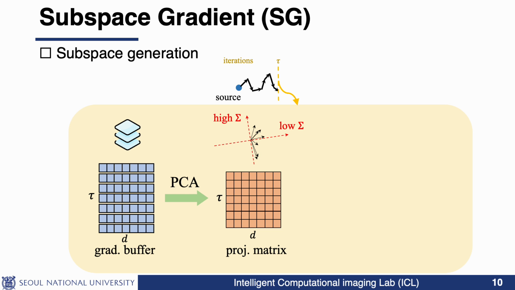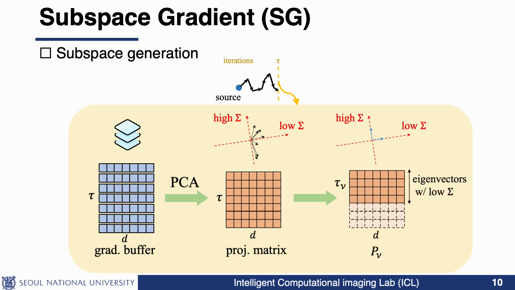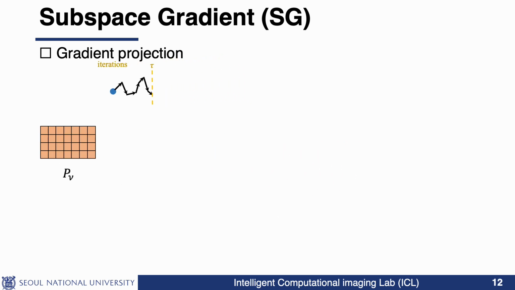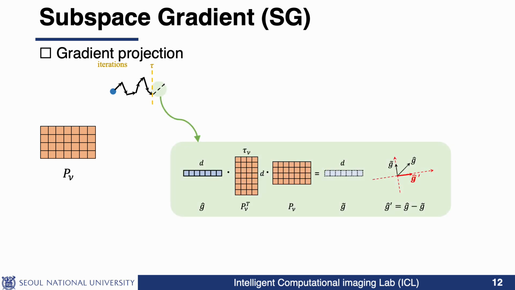Then we perform PCA on the collected gradients to identify directions with high and low variance. We construct a projection matrix P_nu using the eigenvectors whose cumulative variance is less than 1 minus nu. For the next tau iterations, we project each estimated gradient onto P_nu and then remove the projected components, effectively filtering out the low variance directions. After every tau iterations, we repeat the subspace generation process. This subspace-based filtering is applied throughout the entire optimization process.